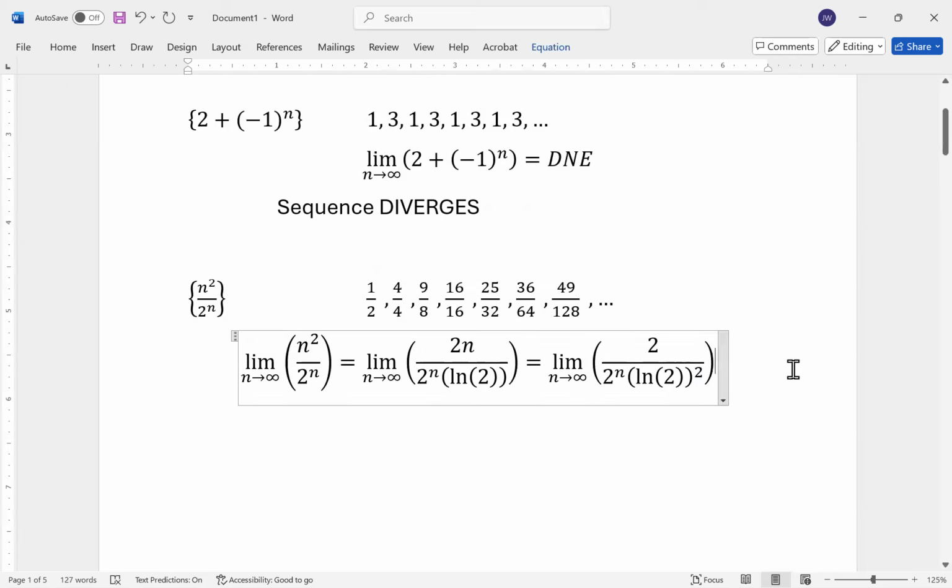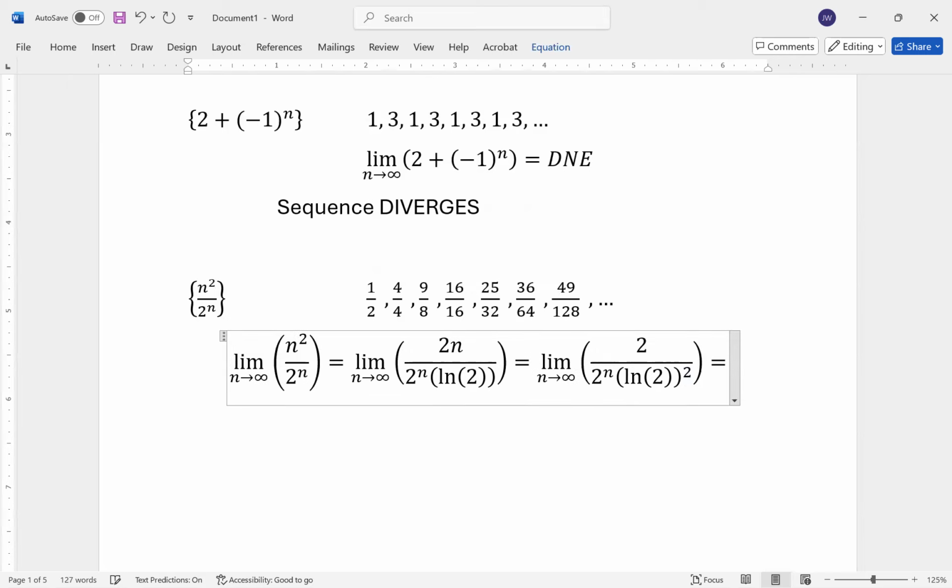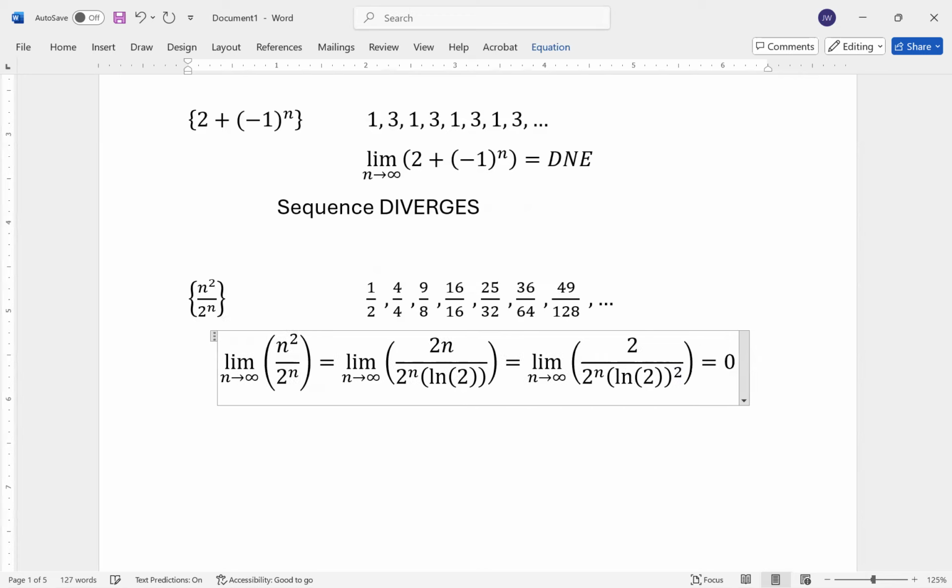Notice what's happening now. The top is staying still. The bottom just goes off to infinity. So this is the form 2 over infinity, which means my limit there is 0. So the denominator grows. So the limit of this sequence is 0. And we would say that the sequence converges to 0.